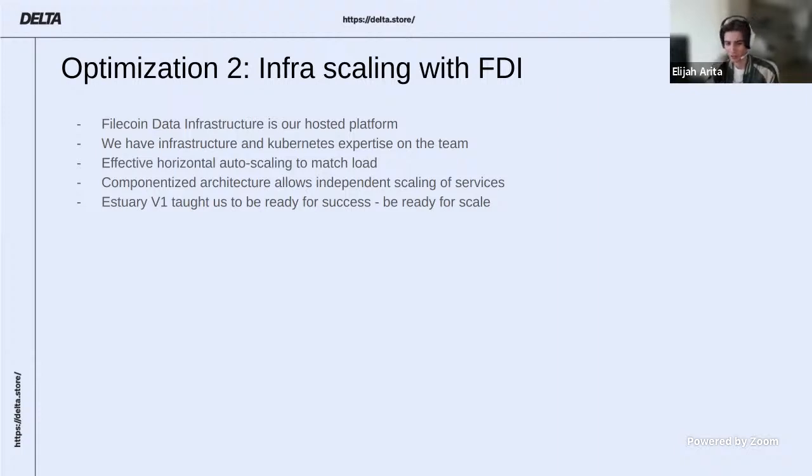The componentized architecture of Delta also allows the independent scaling of services, so we can match our load very precisely. We have also learned from our previous project, our previous offering, Estuary V1, to be ready for the scale that's going to be involved. So that's why we've been putting a lot of focus on building up this dedicated infrastructure.